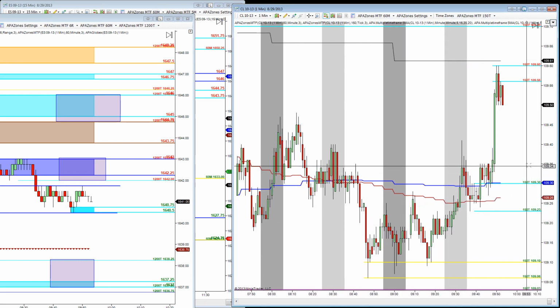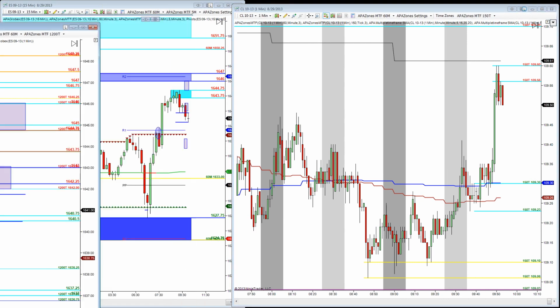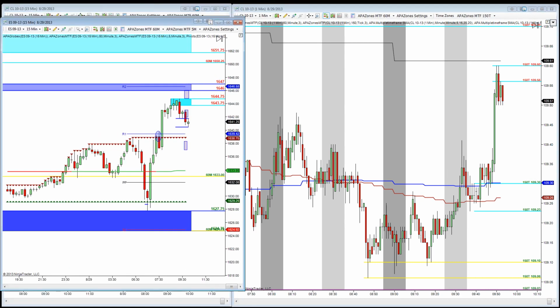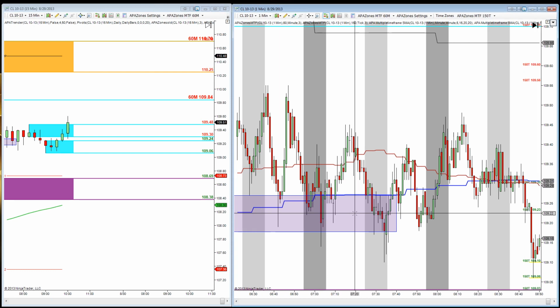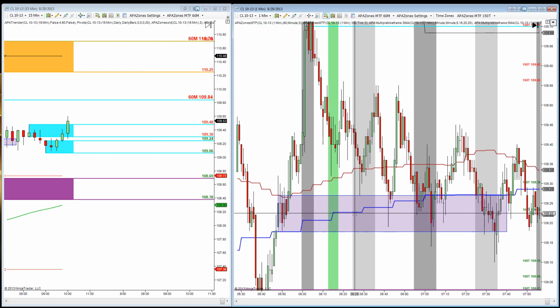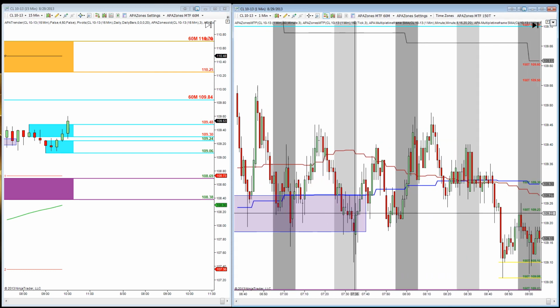Meanwhile, let's move over to crude here, because this market is actually moving. If you look here on crude, we had a failure to break the low, and crude has been extremely choppy today and actually for the past several days.